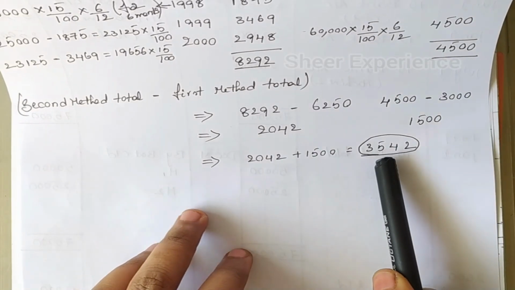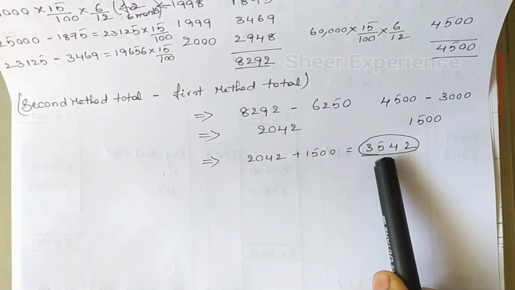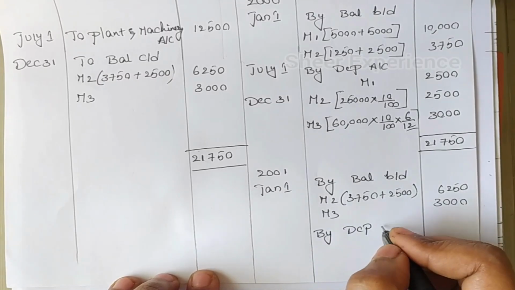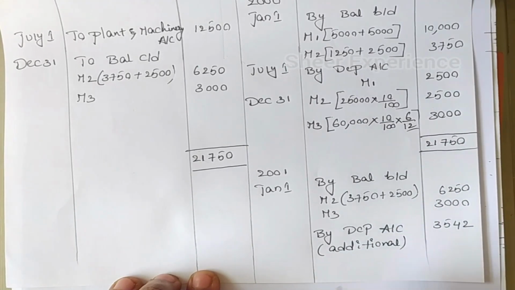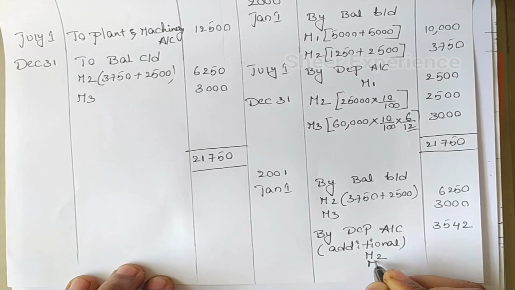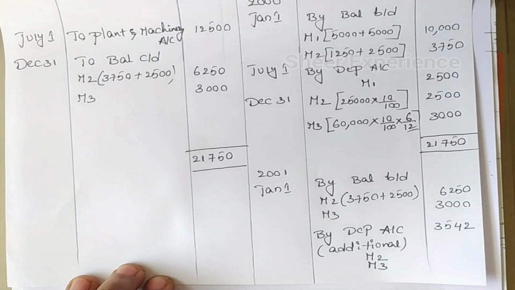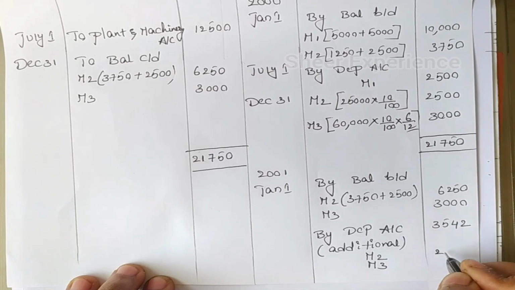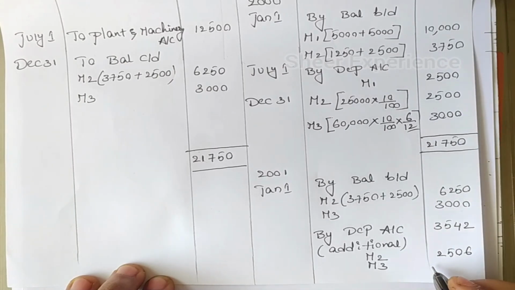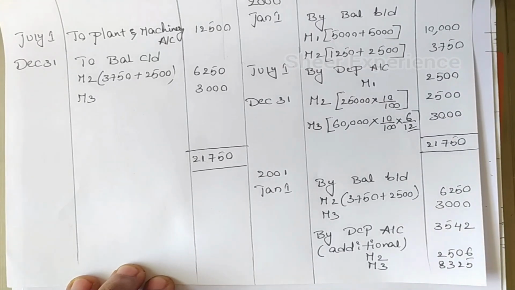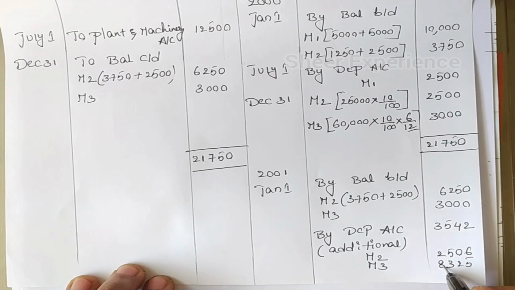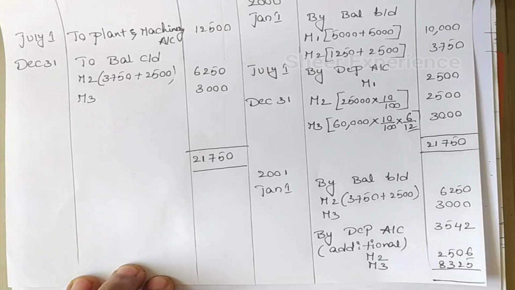Since the change in depreciation method is from 2001, we will mention the adjusted depreciation amount on the credit side as by depreciation account, and the adjusted amount is 3,542. Now we have to mention the depreciation amount for mission 2 and mission 3 using written down value method. Our reduced mission values for mission 2 and mission 3 are 16,708 and 55,500. 15% on these two amounts are 2,506 and 8,325.